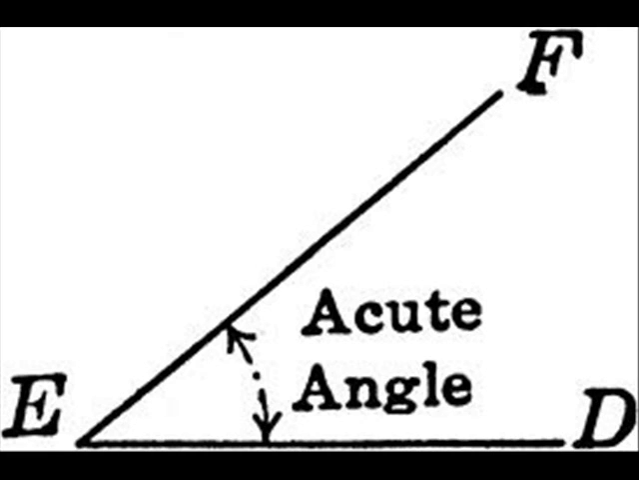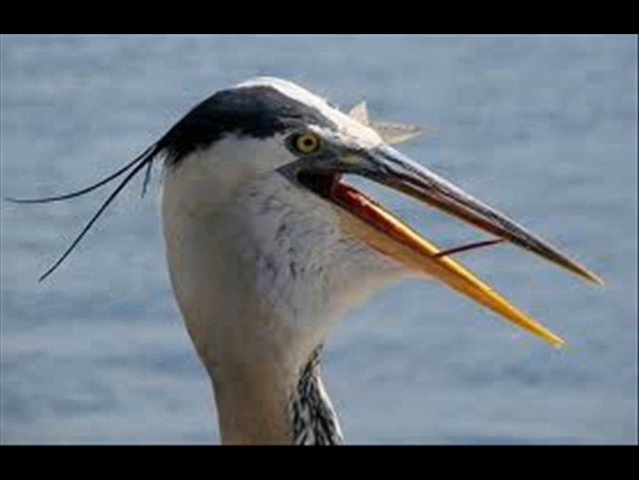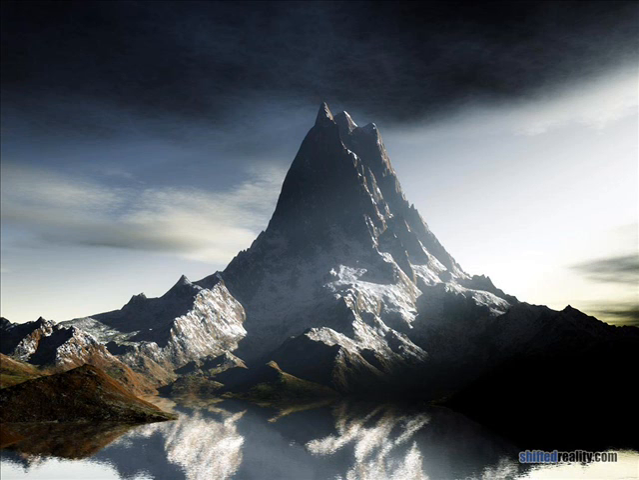One example of an acute angle is here with this bird. The beak is open just a little bit, creating an acute angle less than 90 degrees. Also, with this pizza, the end of the pizza is clearly less than 90 degrees, making it acute. Here, this mountain peak, if measured, would also measure less than 90 degrees, forming an acute angle.